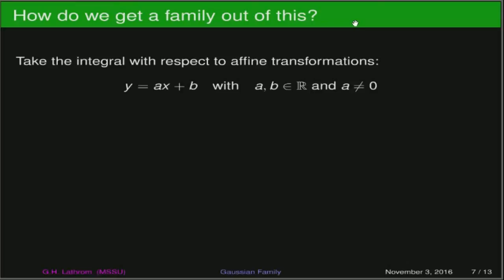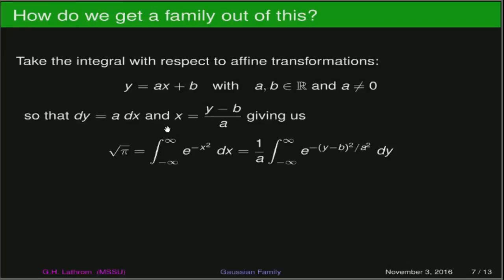Well, the answer is that we'll take the integral, but we'll do that with respect to a family of transformations, and these are going to be affine transformations. So if we do transformations of the form y equals ax plus b, where a and b are real numbers and a is not 0, then our dy just becomes a dx, and x becomes (y minus b) over a. So if we substitute that into our integral, then we see that the square root of pi is going to be 1 over a times the integral from minus infinity to infinity of e to the minus (y minus b) squared over a squared.